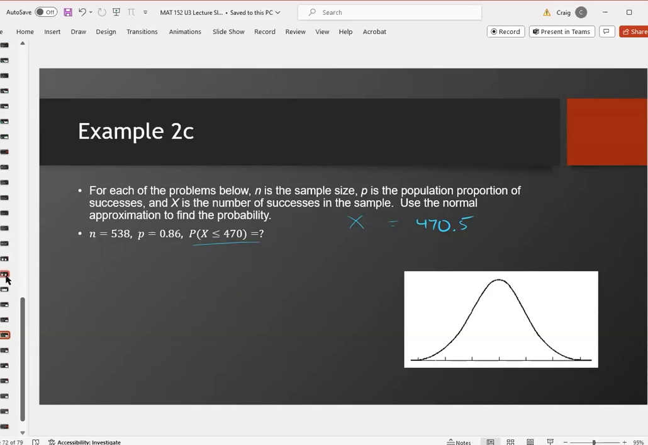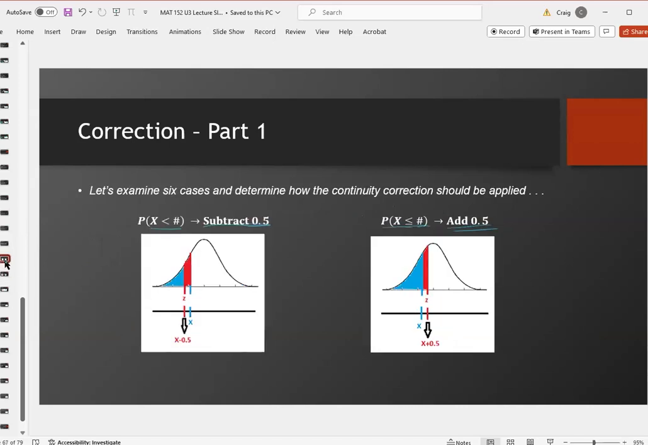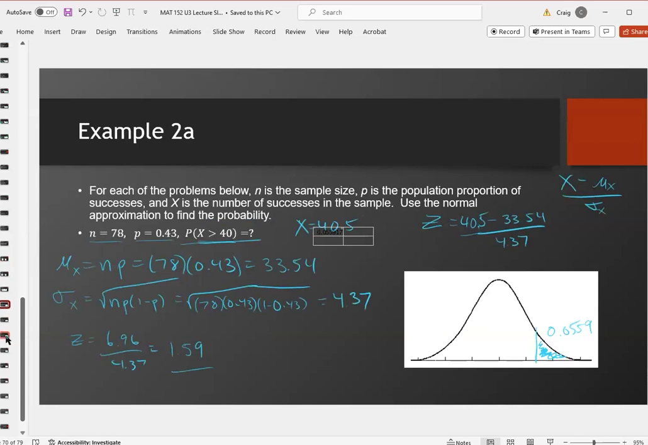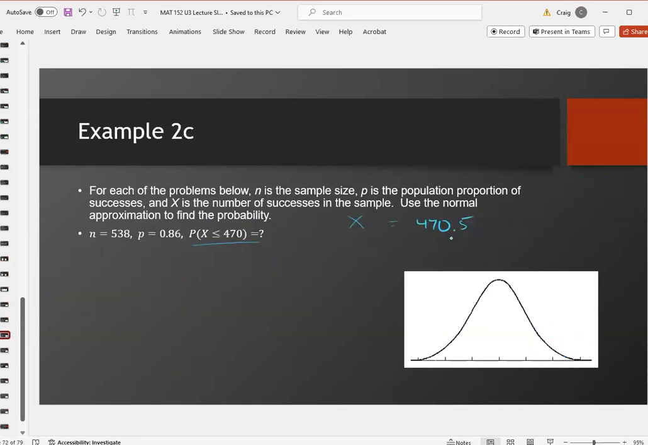Again, you can go look at this. If we just do less than or equal to, that was the first one. You're going to add 0.5, which is what we did. So either way works. I'm just trying to help you realize why you're doing it this way, and help you think about how it works.